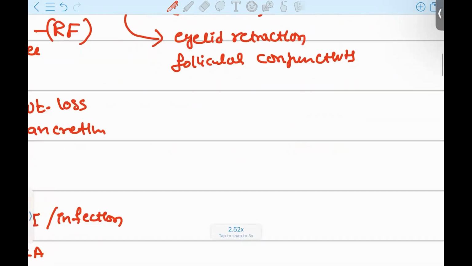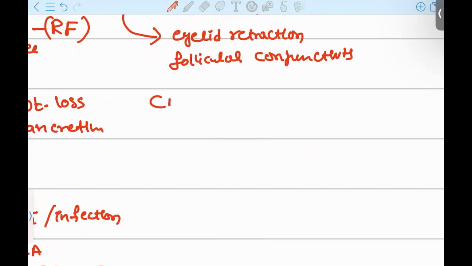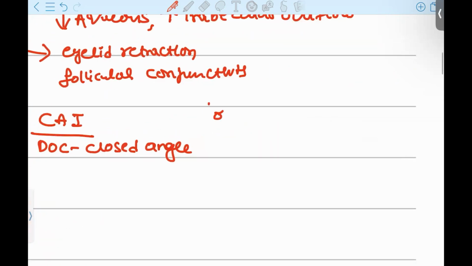So next, moving on to another drug, that is your carbonic anhydrase inhibitors. This is the drug of choice for your closed angle glaucoma. What is the drug of choice? The oral drug, oral acetazolamide STAT dose, will be given for these patients. And most of the side effects are systemic only.